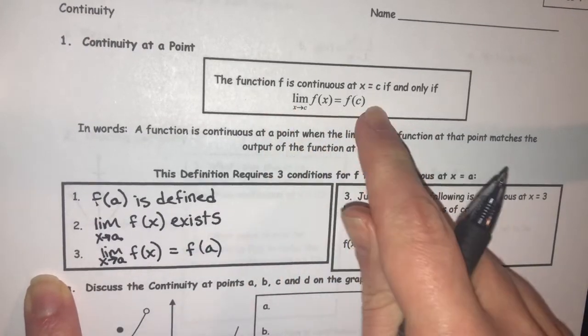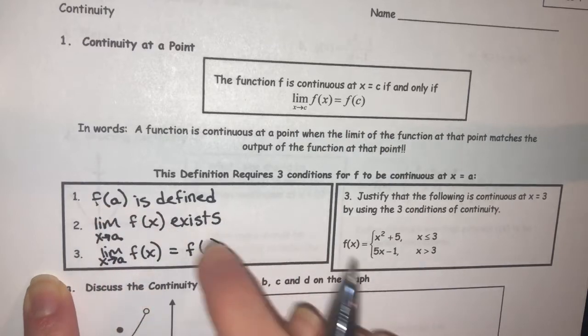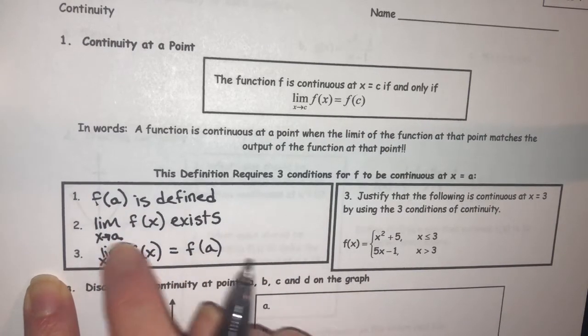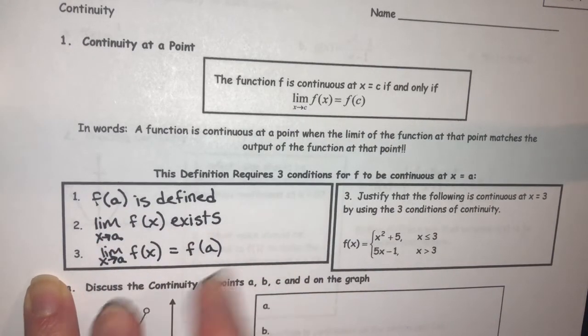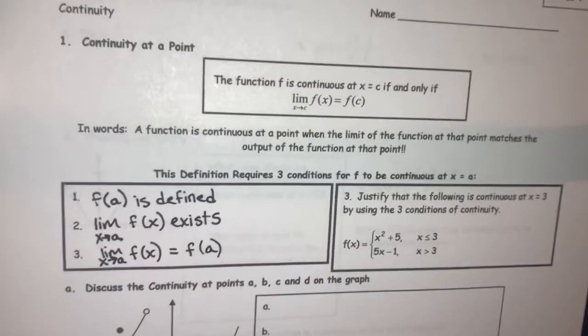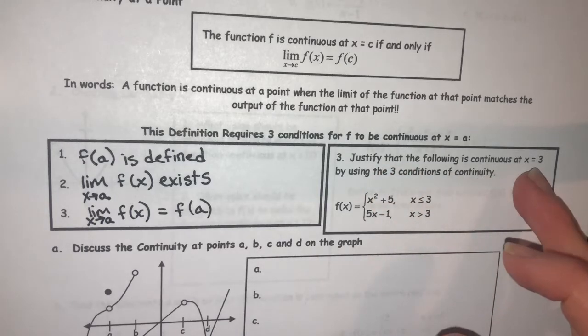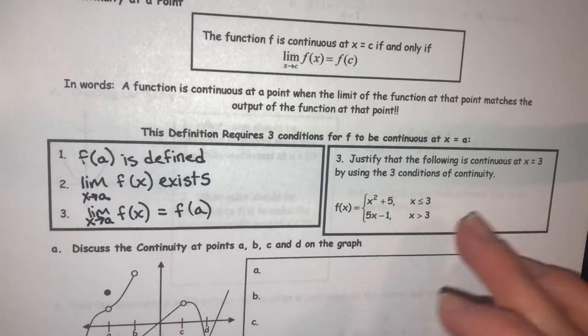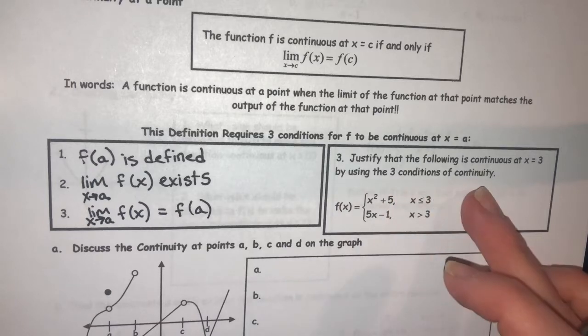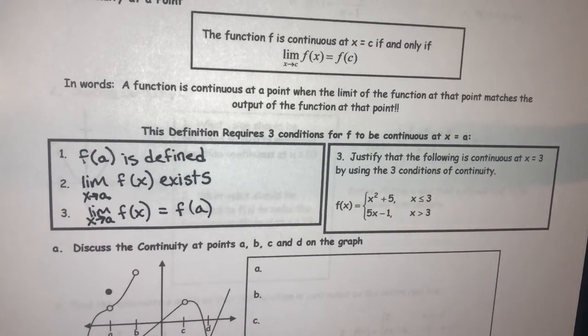which is like what we have here. And that kind of ties the function existing and the limit existing together. They have to be the same value. So, to the right in the box it says justify that the following is continuous at x equals 3 by using the three conditions of continuity. Okay, it's not saying is it continuous. They're telling us it is. They're just saying to justify it using the three conditions.